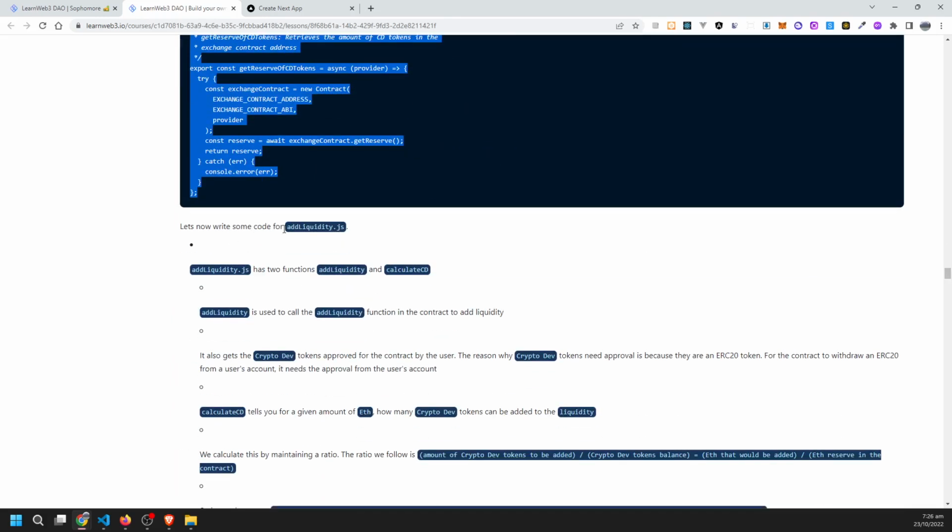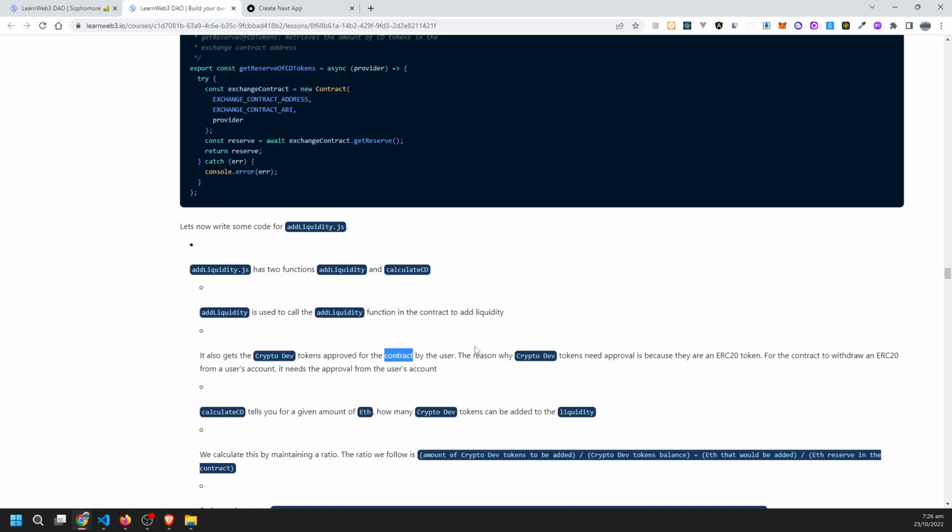Let's now write some code of addLiquidity.js. addLiquidity.js has two functions, addLiquidity and calculateCD. addLiquidity is used to call the addLiquidity function in the contract to add liquidity. It also gets the Crypto Dev tokens approved for the contract by the user. The reason why Crypto Dev tokens need approval is because they are an ERC20 token. For the contract to withdraw ERC20 from the user's account, it needs approval from the user's account.